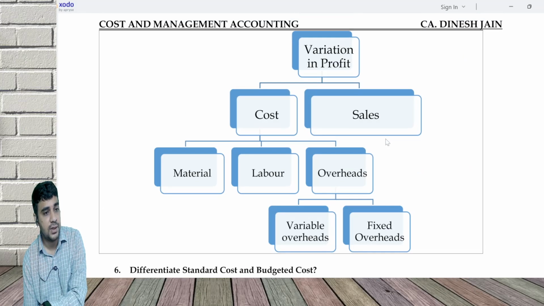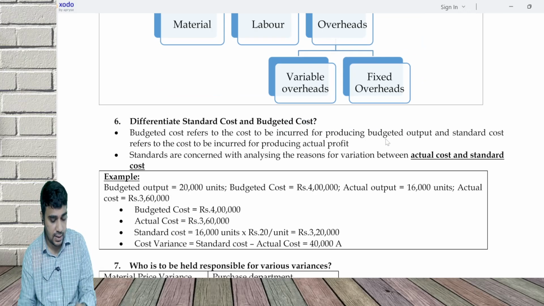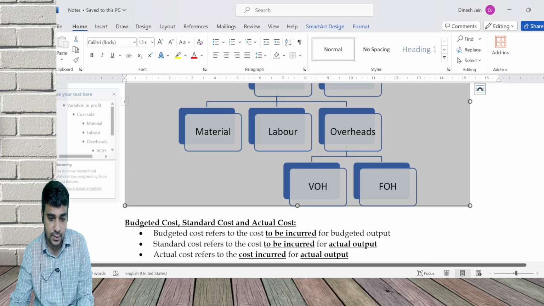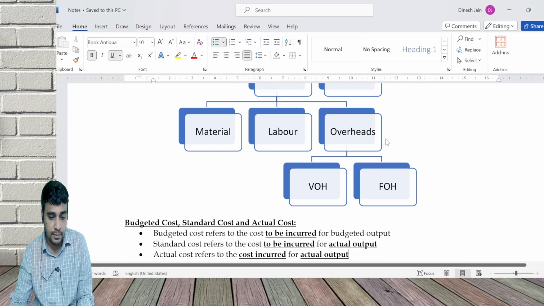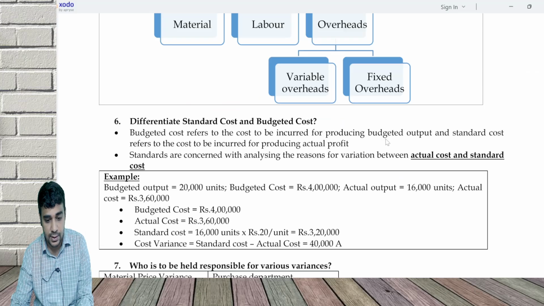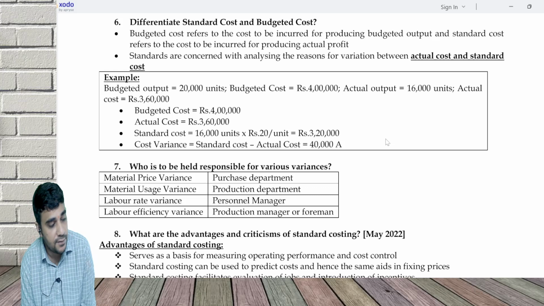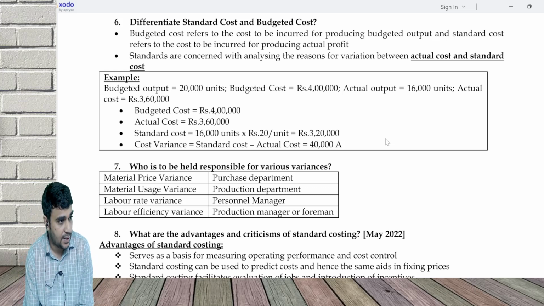This chart is something we have already written. Differentiate standard cost and budgeted cost. We already wrote this here. Budgeted cost refers to the cost to be incurred, standard cost, and we gave an example. So that example is also there. Who is to be held responsible for various variances? This is very critical because it can come as an MCQ.